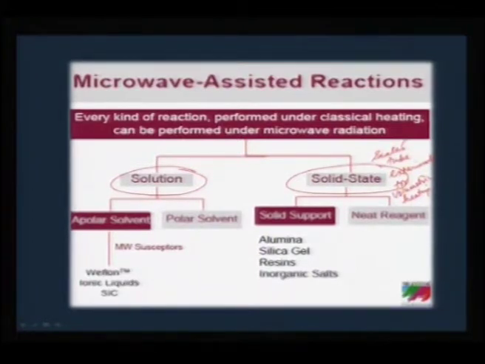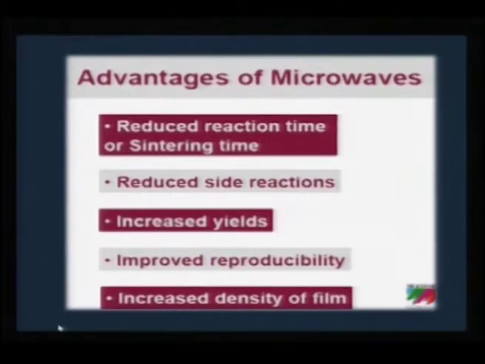Similarly, solutions we can try with apolar solvents or aprotic solvents and polar solvents. In case of apolar solvents, we need to induce some sort of microwave susceptors which will actually bring about the microwave coupling. Therefore, either of this range can be achieved. So, what are the advantages of microwave heating? Why we have to use microwave heating?